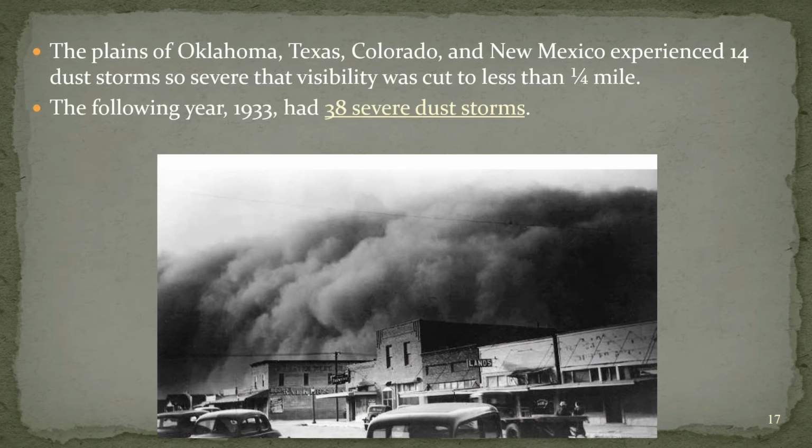So, of course, to add insult to injury, the plains of Oklahoma, Texas, Colorado, and New Mexico experienced 14 dust storms that were so severe that visibility was cut to less than a quarter mile. Okay? And then the following year in 1933, they had 38 severe dust storms.